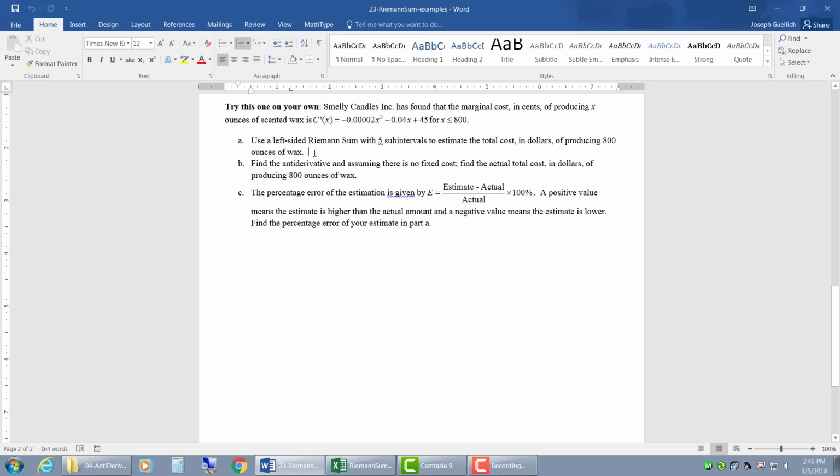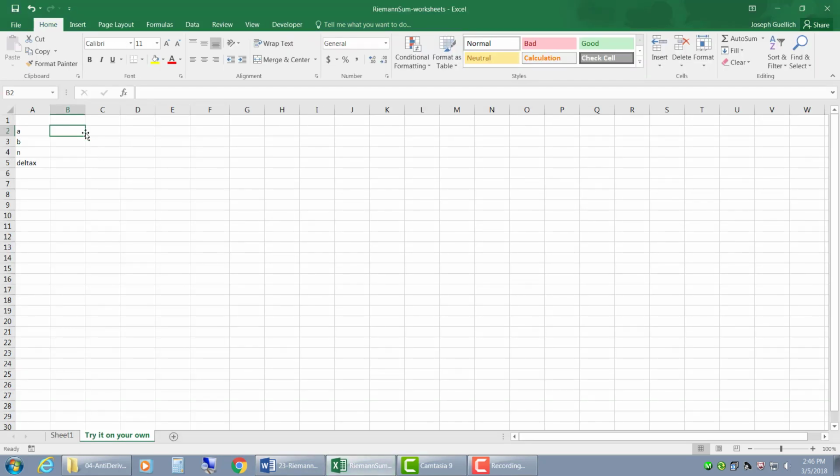So think about when you do the antiderivative of the marginal, you're going back to the total cost. And the total is always from when you start to when you finish. So what value for A would be the starting amount of when we start producing? Yes, you guessed right, 0. So we're going from 0 to 800 with 5 subintervals. And so it's the B value minus the A, which is 0, not always 0, and then divided by the N. So there's our delta X, and 5 intervals.